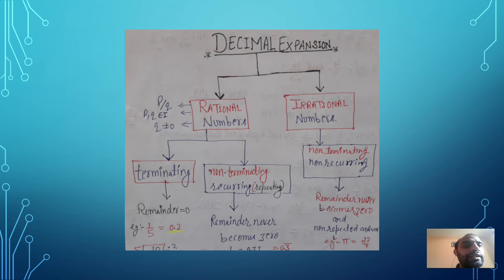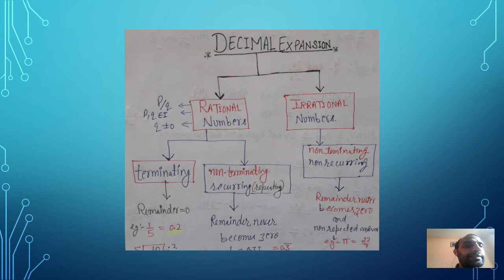How to define decimal expansion is in two ways. One is rational number, one is irrational number. In case of rational numbers, we have terminating decimal expansion. In that case, we get remainder equal to 0 after division of the rational number. And the second category, which also comes under the main category of rational numbers, is non-terminating recurring. Non-terminating recurring means a repeated answer, and the remainder never becomes 0, but you keep getting a repeated answer all the time.